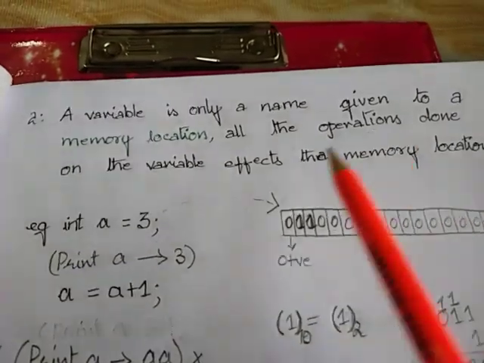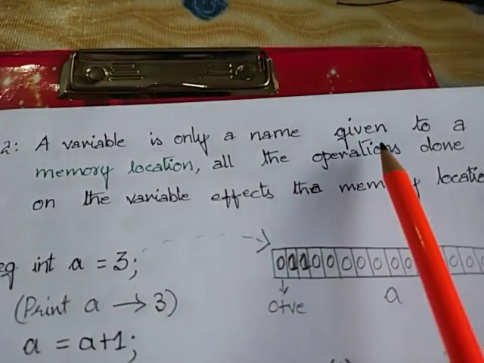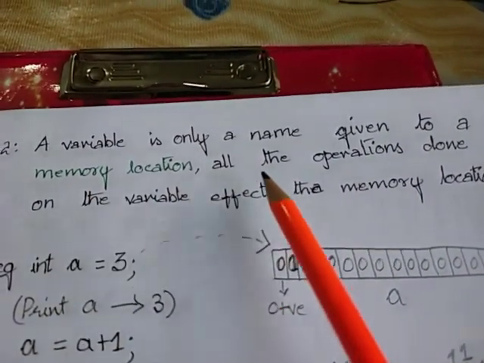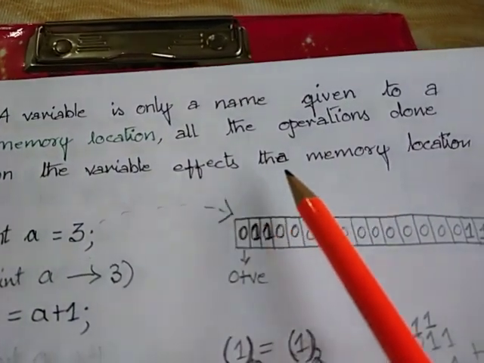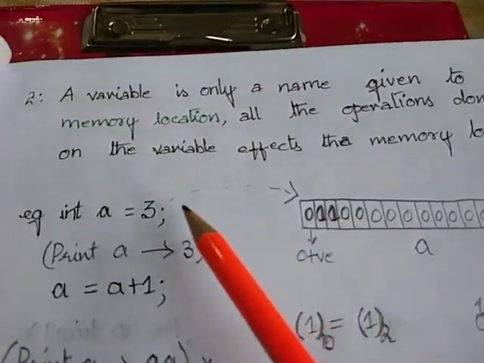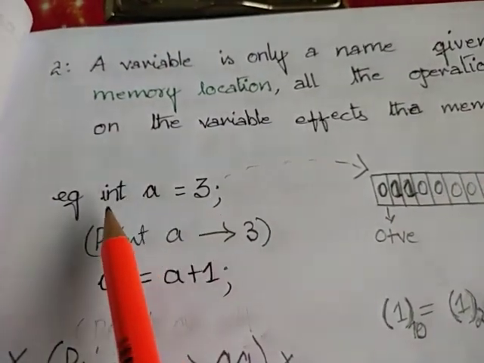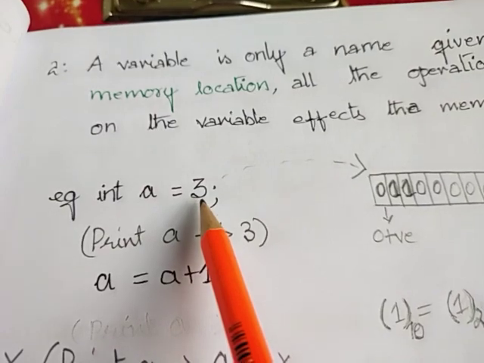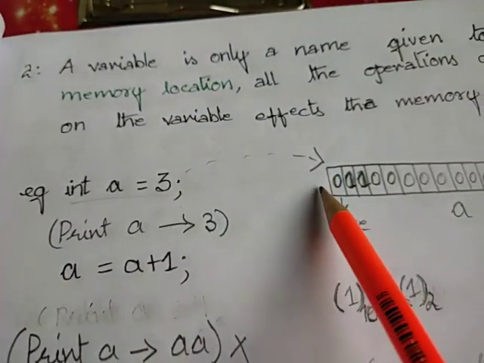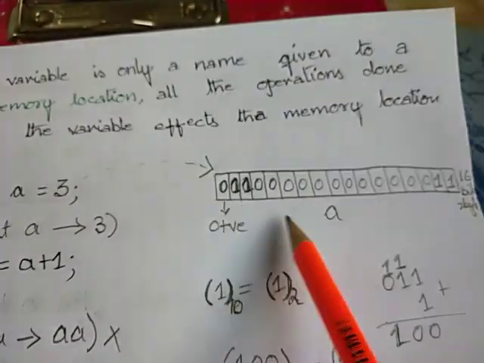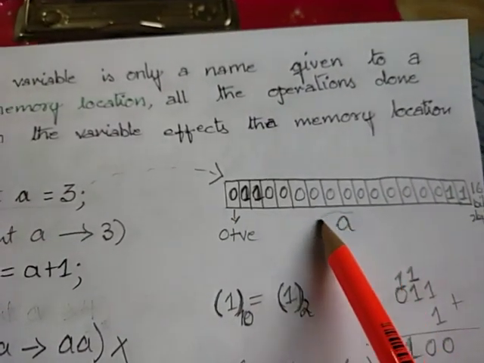And the second point that you need to remember is what? A variable is only a name that we give to the memory location, but all the operations and calculations done on that variable will affect the memory location. Let's say in this example, you have an integer variable A, and the value is 3. The moment you declare this statement in your program, it will take 16 bits or 2 bytes in the memory, and the name of this location is A.